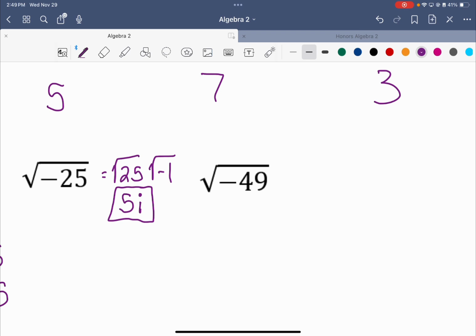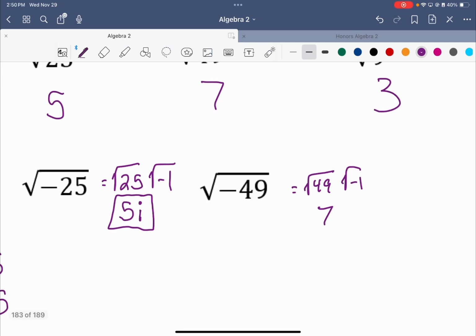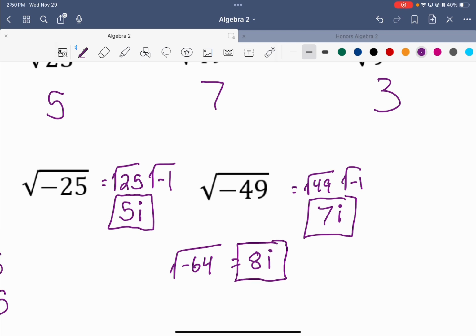Now you can do that. What's the square root of negative 49? Well, it's the square root of 49 times the square root of negative 1. Square root of 49 is 7. Square root of negative 1 is i. The square root of negative 49 is 7i. Square root of negative 64. What's the square root of 64? 8. What's the square root of negative 1? i. Square root of negative 64 is 8i.